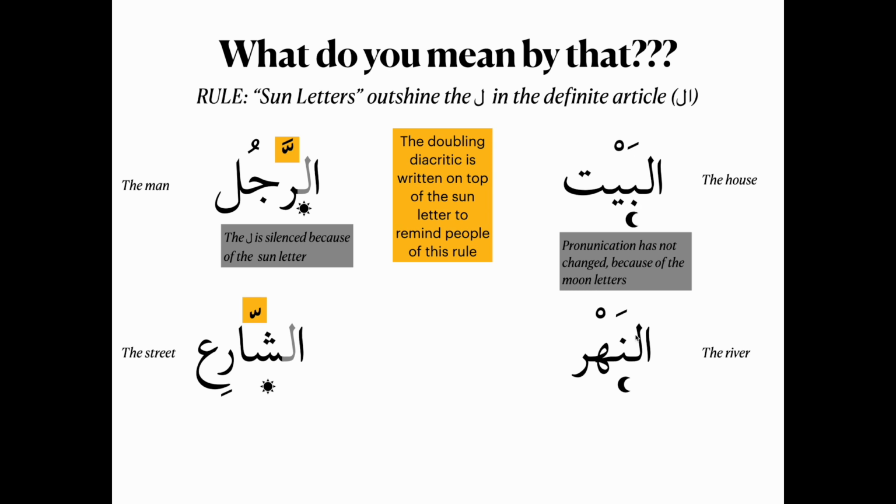You might be wondering, Calvin, how am I going to memorize all of these sun letters? Typically you don't really have to. Typically we have this doubling diacritic to give you a little reminder of the rule. You're canceling out the lam, and to make up for it, you double that letter. So ash-sharia, ar-rajul, al-bait, an-nahr, the river. Have that in mind.